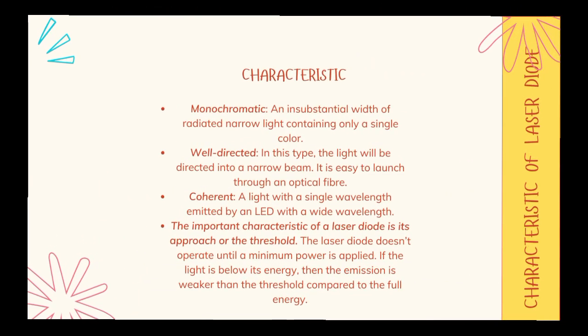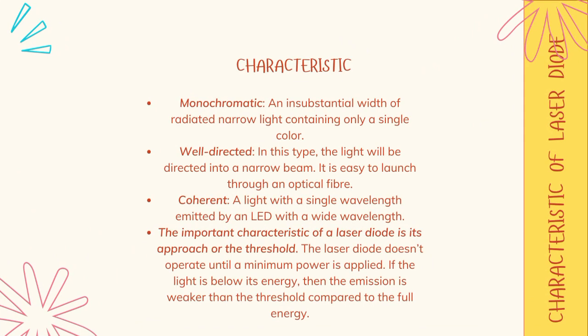Next, the characteristics of laser diode. Number 1, monochromatic. An insubstantial width of radiated narrow light containing only a single color. Number 2, well directed. In this type, the light will be directed into a narrow beam. It is easy to pass through an optical fiber. Number 3, coherent. A light with a single wavelength is emitted, unlike an LED with a wide wavelength.